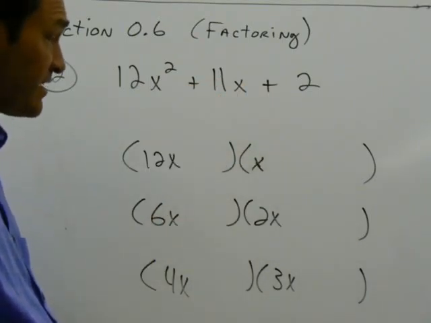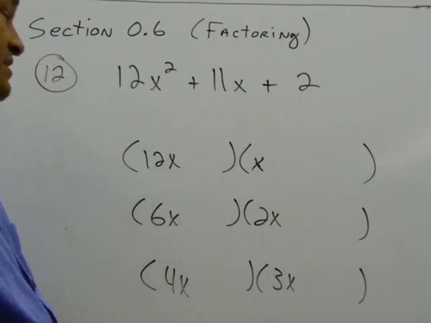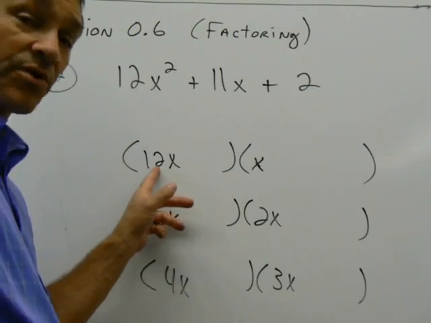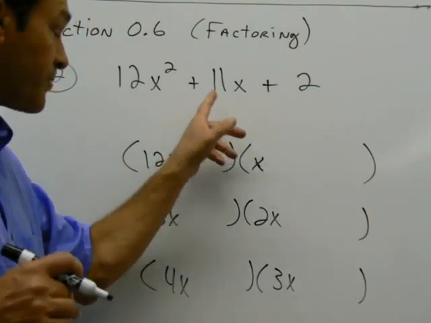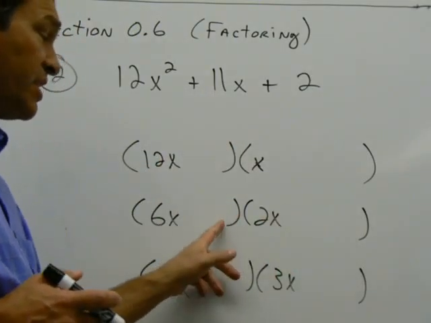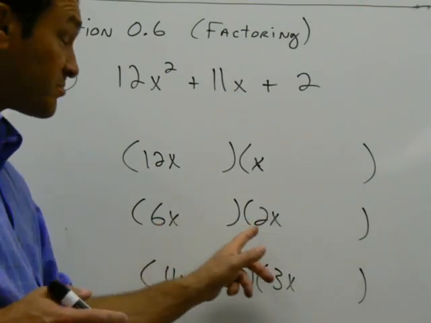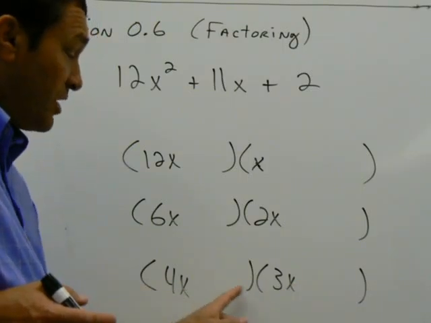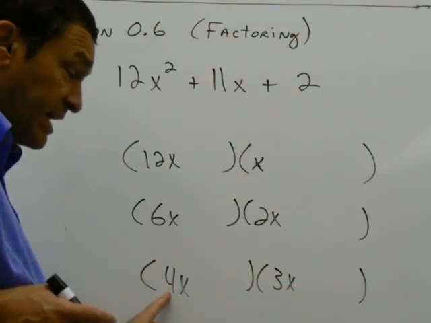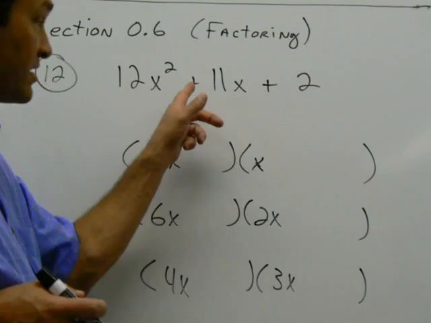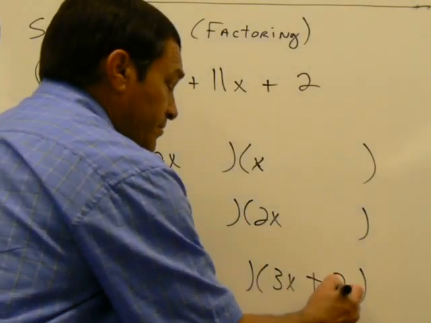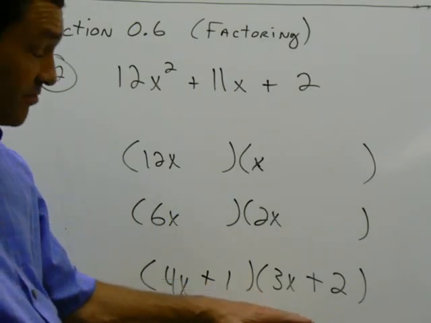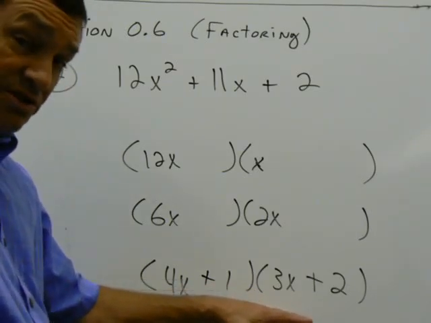And if I look at these just a little bit, if I put the 1 here and the 2 here, without writing it out, 2 times 12x is going to be 24x. It's going to be way too big. It won't work. If I put the 2 here and the 1 here, 2 times 6x would be 12x, plus 2x would be 14x. Still too big. If I put the 2 here and the 1 here, 2 times 4x would be 8x, plus 3x would be 11x. I want to put the 2 here and the 1 here.